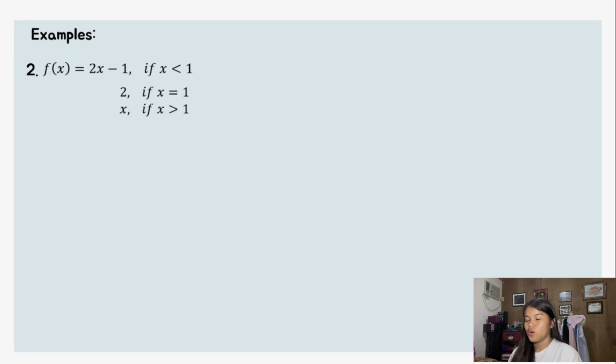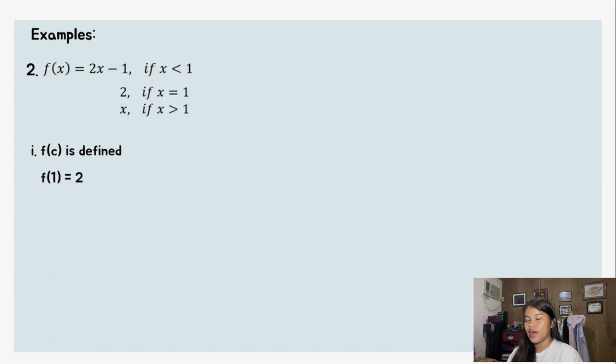Okay, so we have here f of x is equal to 2x minus 1 if x is less than 1, and 2 if x is equal to 1, and lastly x if x is greater than 1. First step is the f of c is defined. Let us find our c, which is always look for an equal sign, which is this. So that will become f of 1 equals 2, since this is its function.